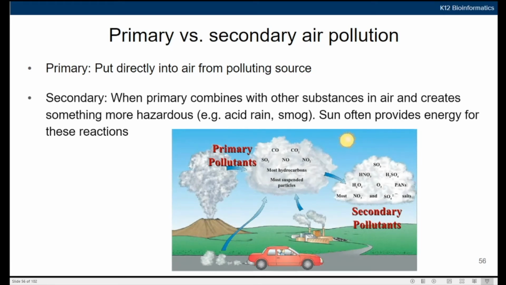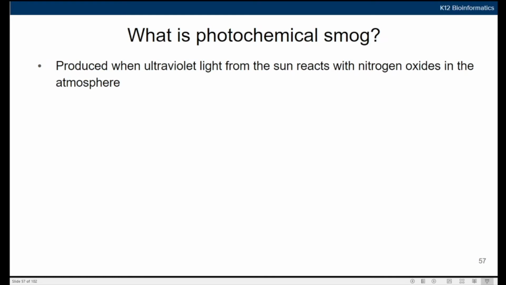In this figure, we can see some of the primary pollutants we've already discussed up in the atmosphere, existing as a kind of chemical soup, and the sun energizes reactions leading to secondary pollutants. Now we'll take a moment to learn a bit more about some specific secondary pollutants.